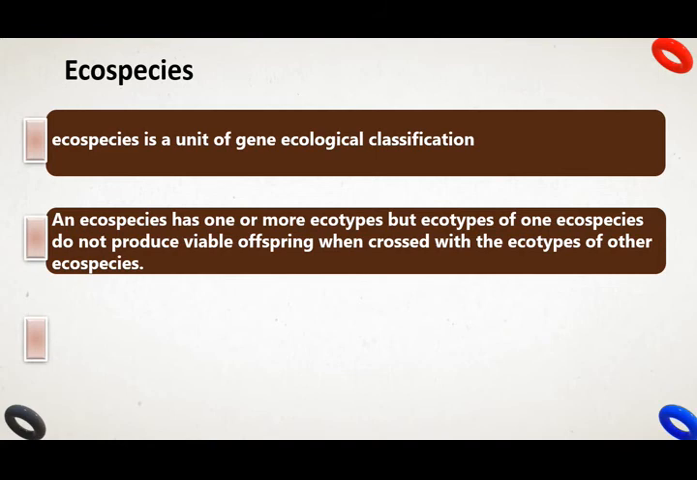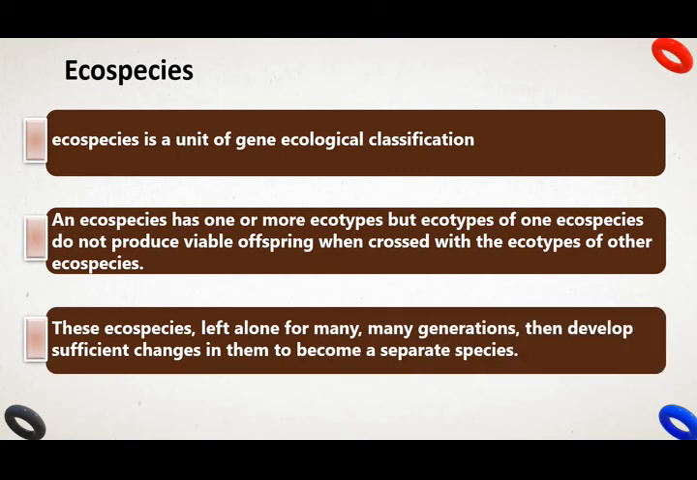For example, if two ecotypes have been separated from one another for a very long time, the adaptations become a permanent part of the genes. They are still the same species, but their differences, physically and genetically, are very distinct. In fact, two ecospecies cannot produce viable offspring when crossed with each other. These ecospecies, when left alone for many generations, develop sufficient changes to become separate species. That's the long version of how new species are born.